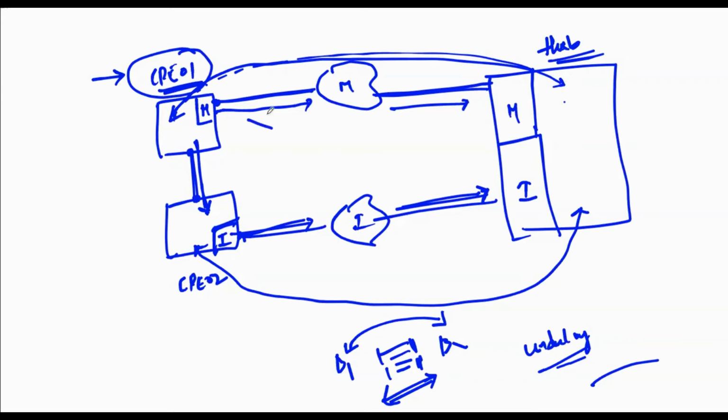What will happen if the MPLS link is down? Will there be a complete loss from CP01 to the hub? No, it uses this cross connect, and from here it reaches towards the internet. Only if both this link and this link go down is there a complete breakout from CP01 to the hub. Understood.